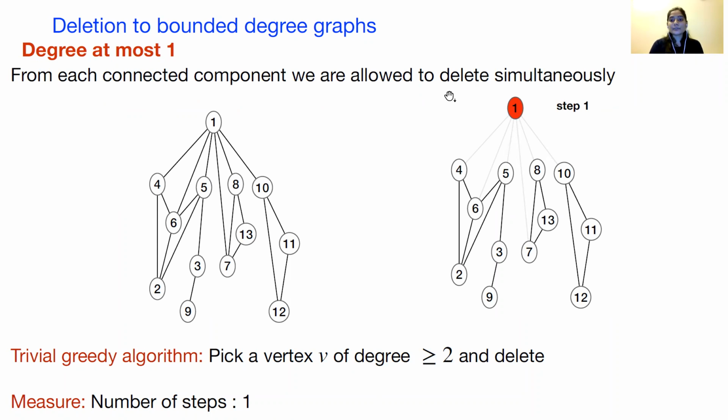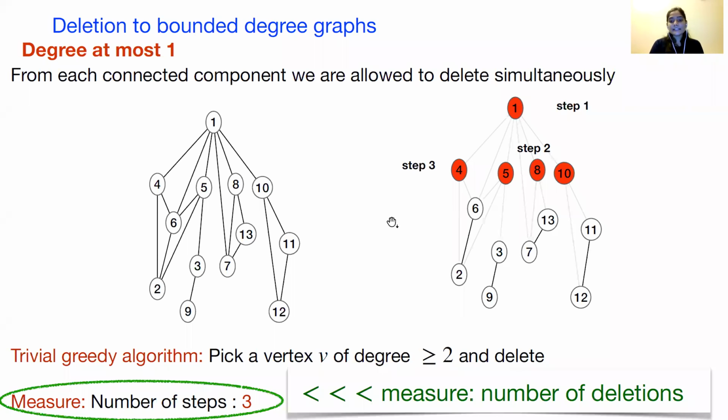Suppose in step 1, again I deleted vertex 1. Now look at these 3 connected components. In these 3 connected components, I'm allowed to delete one vertex again. So I deleted 5, 8, and 10 in step 2, but I count it as 1 in my measure. And now in step 3, I deleted 4. Now you can see that after 3 steps, the remaining connected components have degree at most 1. So here my measure is 3, but if I consider deletion of vertices, then I deleted 5 vertices. And it is easy to see that the measure, number of steps, is way smaller than the number of deletions.